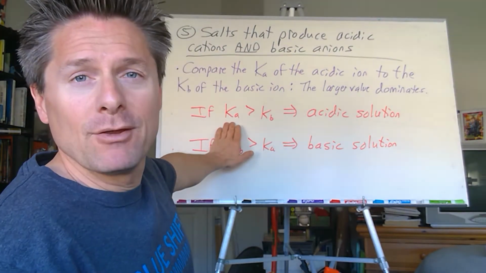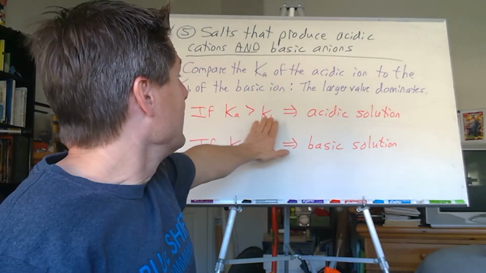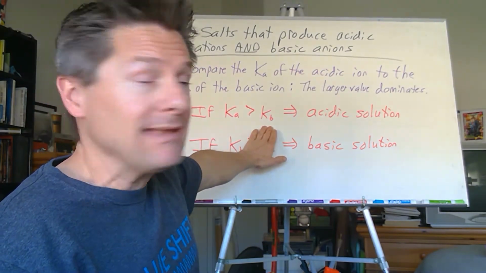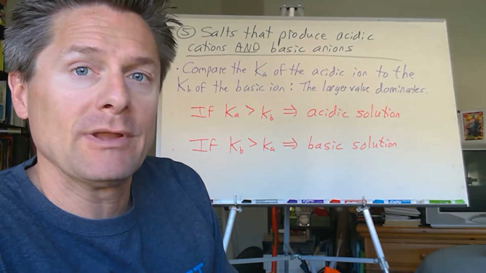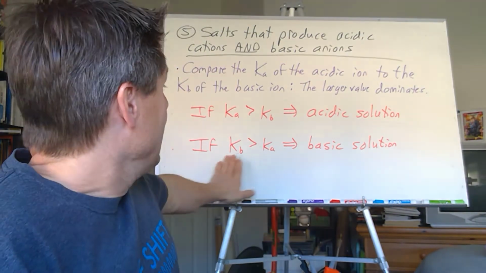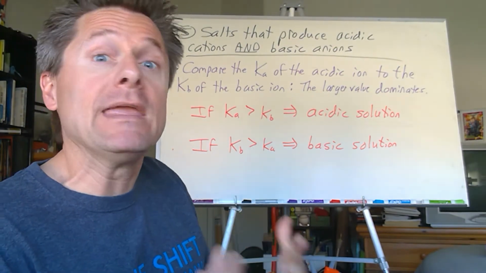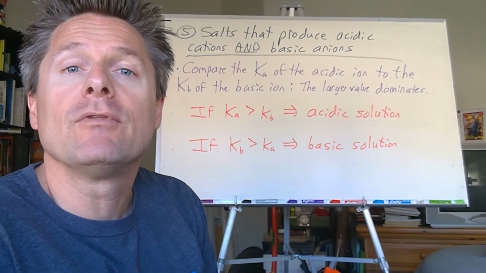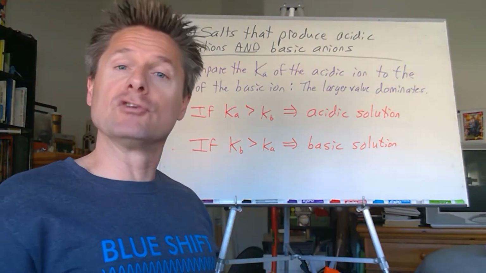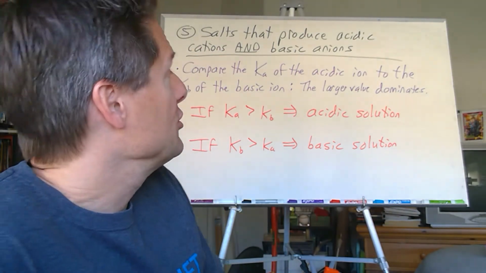If the Ka value of the weak acid ion is greater than the Kb value of the weak base ion, the overall solution will have acidic character to it, a pH less than 7. If the Kb value of the weakly basic ion is greater than the Ka value of the weakly acidic ion, then the overall solution will have a basic character to it.